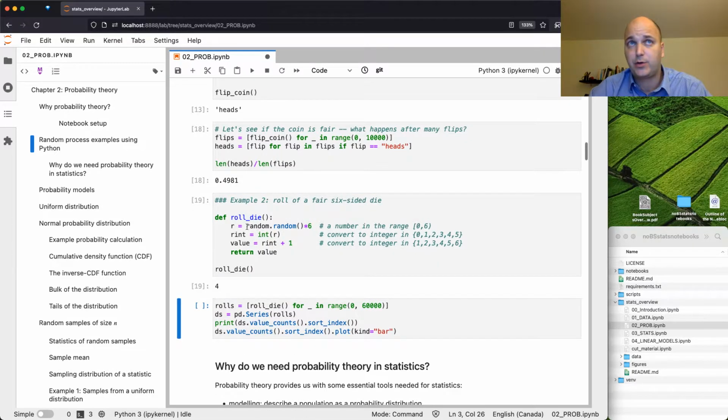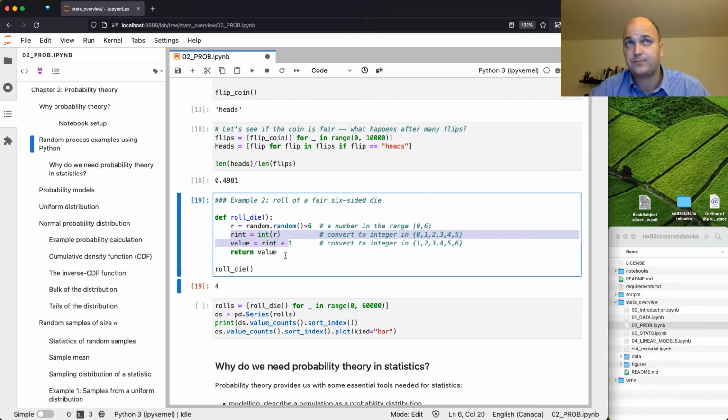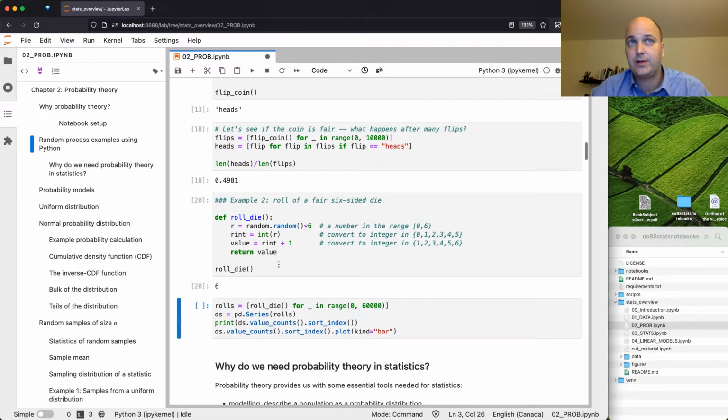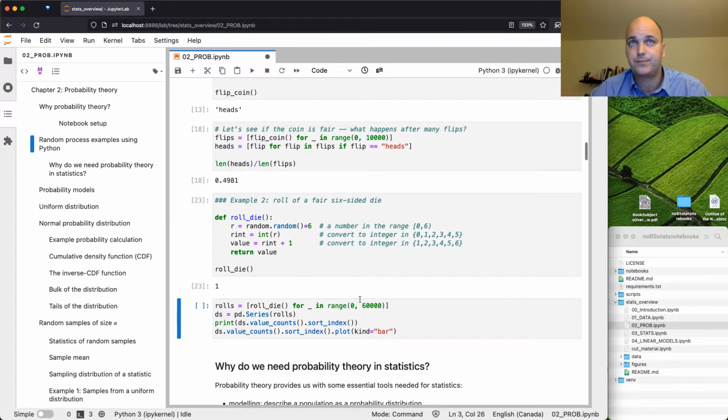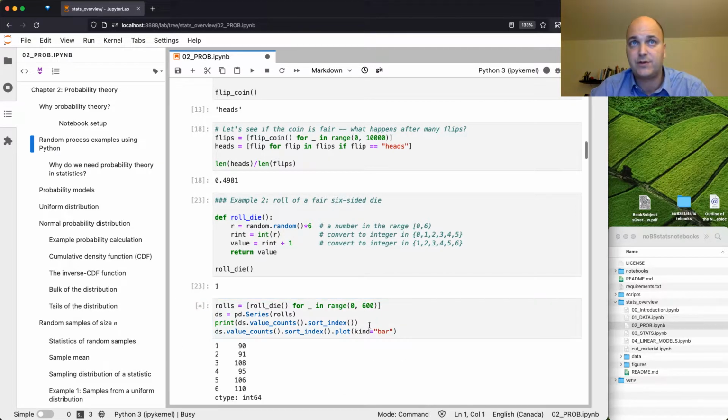This is a slightly more complicated version. Multiply by 6 and convert to an integer. And now you get a random number between 1 and 6. Okay. Let's see what happens if we roll 600 dice.